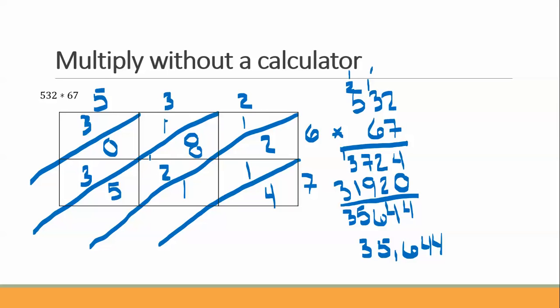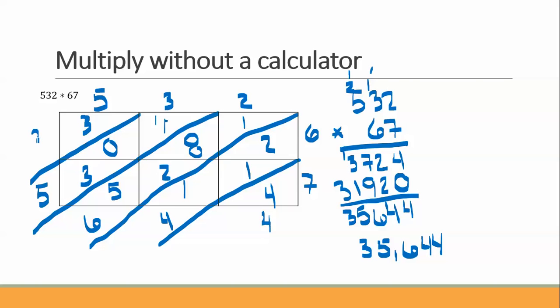Now we can add along these diagonals. We're going to start here. 2 plus 1 plus 1 is 4. 1 plus 8 plus 2 plus 5. I'm going to start with the 8 plus 2 because that makes a 10. 15, 16. And we have to carry our 1. 3 plus 1 plus 1 is 5.